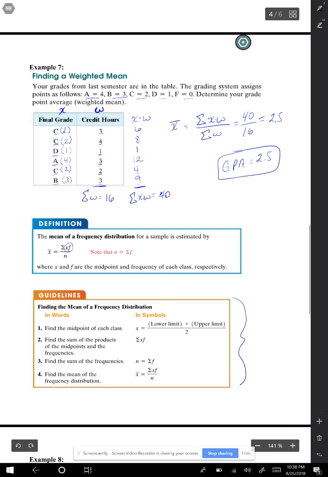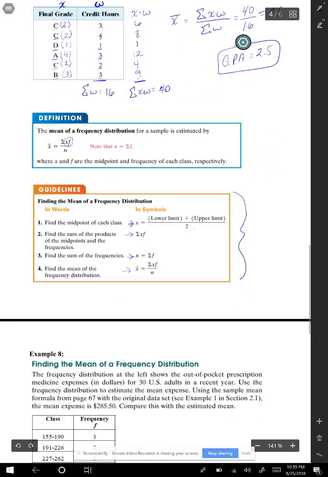This gives you a guideline for finding the mean of a frequency distribution. If we're using a frequency distribution, you want to find the midpoint of each class. We did that in an earlier lesson, where you do the lower limit plus upper limit divided by 2. Then you find the sum of the products of the midpoints and frequencies. The X's are your midpoints, multiplied by the frequency. Add those up. The sum of the frequencies will be the total number of entries, and then to find the mean, we divide. So we'll walk through an example with that.